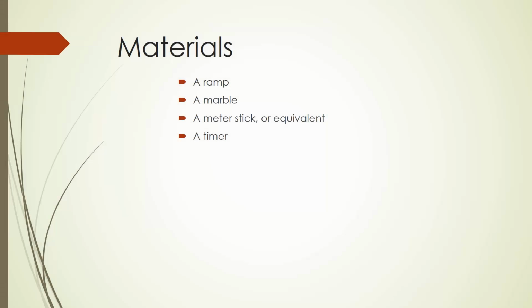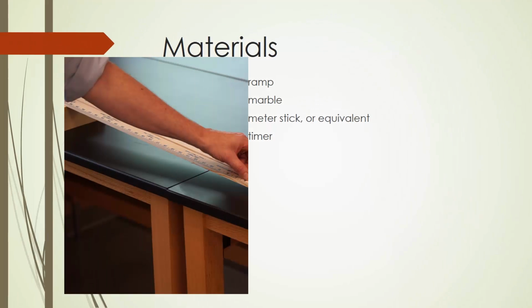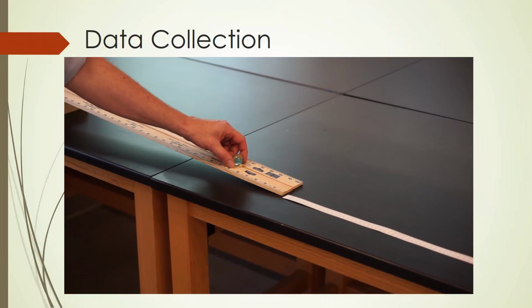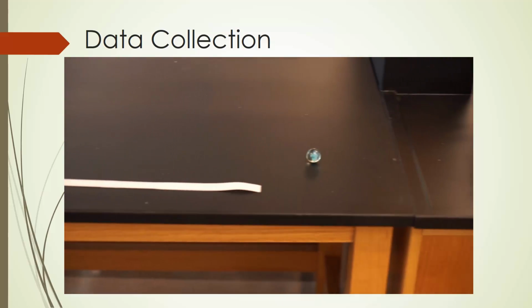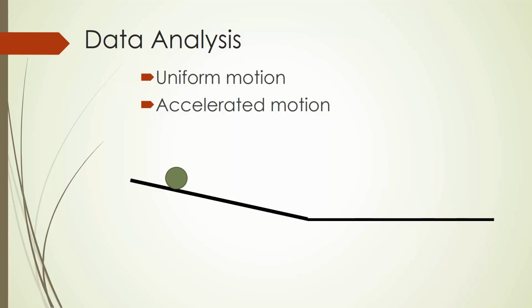The materials for the experiment are a ramp, a marble, a meter stick or equivalent, and a timer. Here is an example of the motion for this experiment. We will use the data to examine both the uniform motion of the marble on the flat surface and the accelerated motion on the ramp.